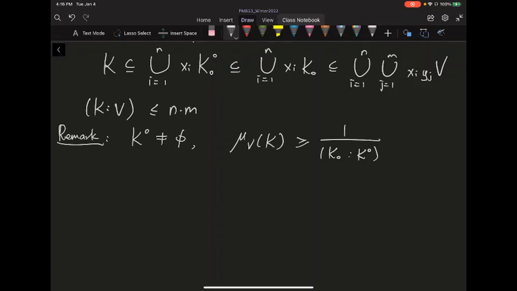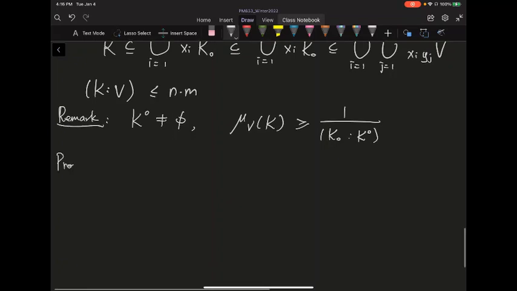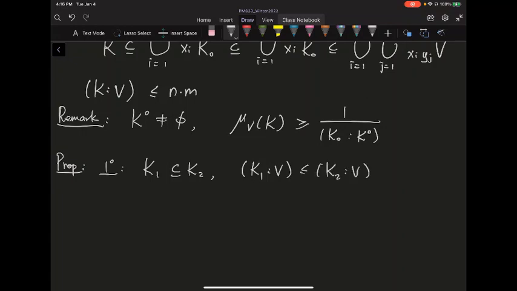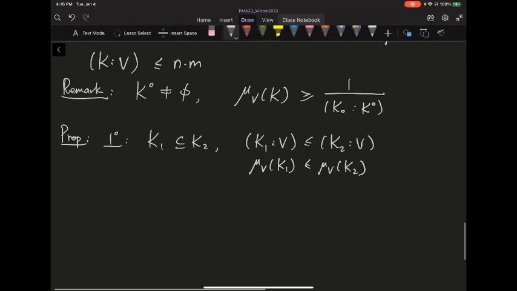All right, before we move into the construction of the Haar measure from these mu v, let me briefly talk about their properties. I want to show the following proposition. First of all, they are monotone. If I have k1 containing k2, then this index k1 over v is going to be less than or equal to k2 over v. And because we're normalizing everything by k0 over v, we have mu v of k1 is less than or equal to mu v of k2. That's kind of what we expect.